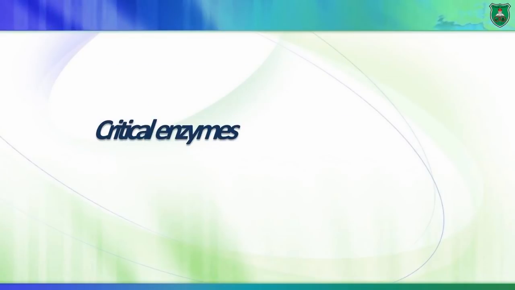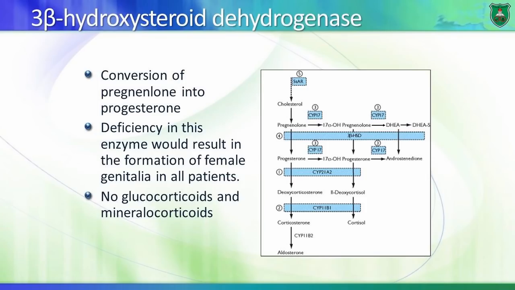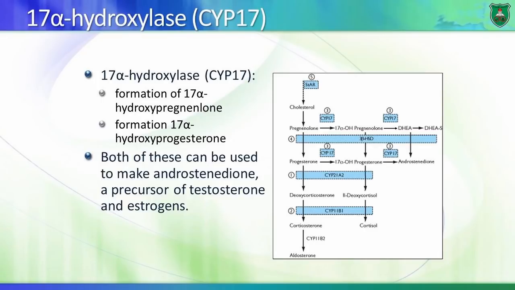So I'm going to mention critical enzymes because these are really important clinically. We have the enzyme 3-beta hydroxysteroid dehydrogenase. This is the enzyme that converts pregnenolone to progesterone. It's a very important enzyme because it produces all of the other steroid hormones: the cortisol, the aldosterone, the testosterone, estrogen, and so on. Now, if this enzyme is defective, then patients would have female genitalia, and there will be no production of glucocorticoids or mineralocorticoids. Another enzyme is the 17-alpha hydroxylase.